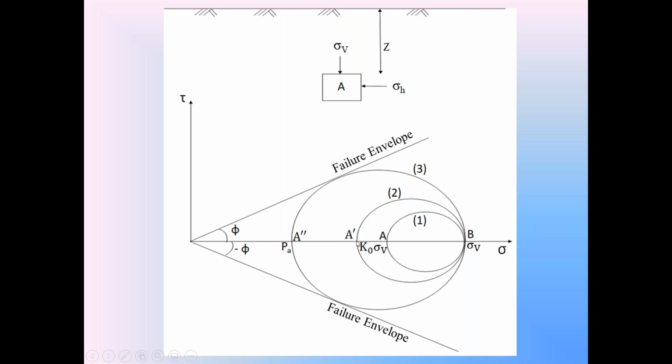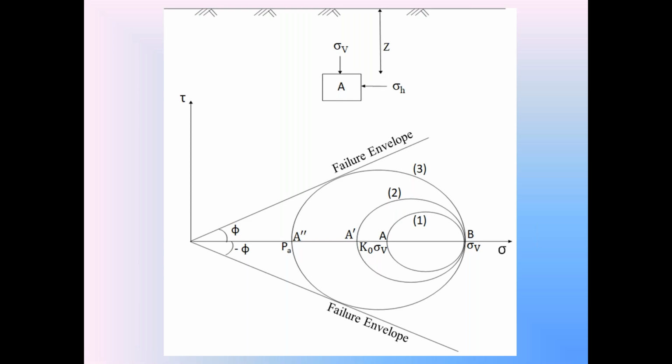After reaching this point A dash, when the retaining wall is still moving away from the backfill, sigma H still gradually decreases. When sigma H decreases, point A dash moves towards the origin and reaches point A double dash. So the first Mohr stress circle is for the rest condition of the soil element. The second Mohr stress circle, that is A dash B, is at the beginning of the active condition.